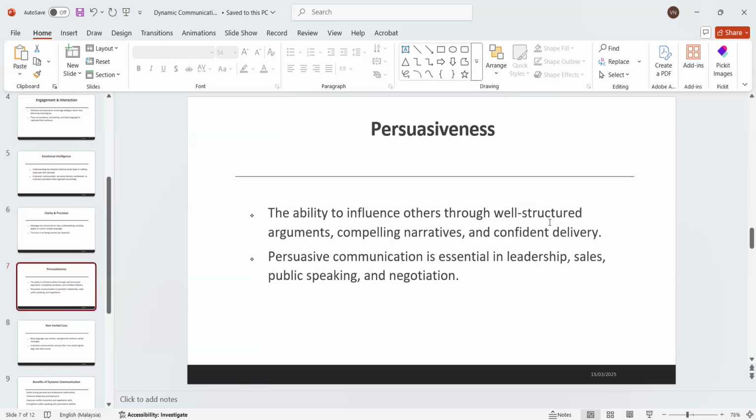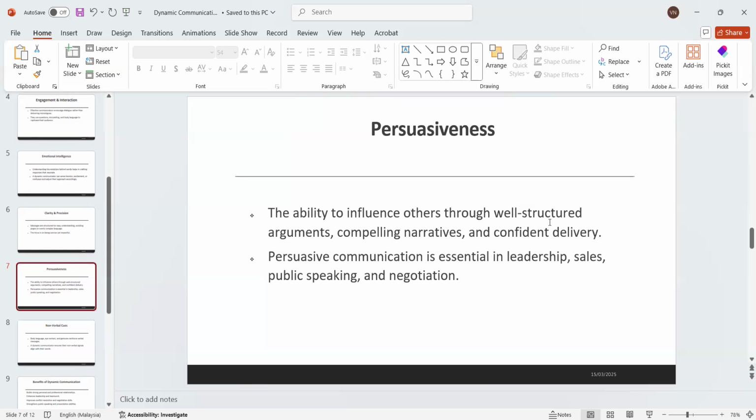Persuasiveness is an important toolkit for an effective communicator, because by being an effective communicator, you're able to persuade people to see your line of thought, to see how you think, what you say. You're able to persuade them to come to your point of view.